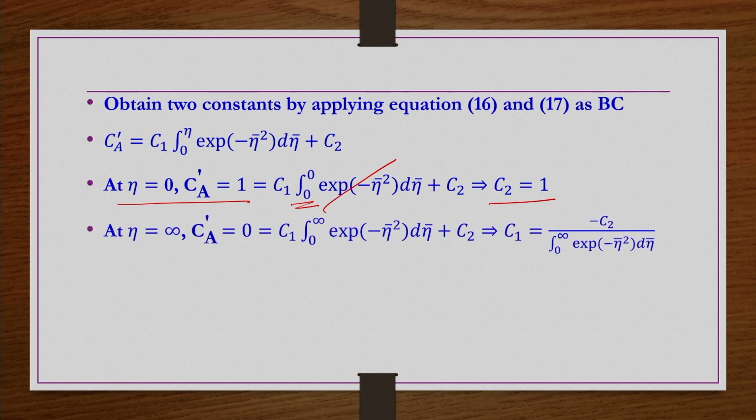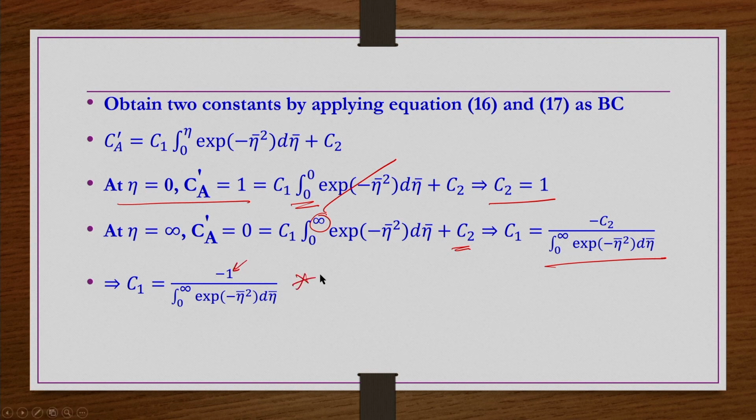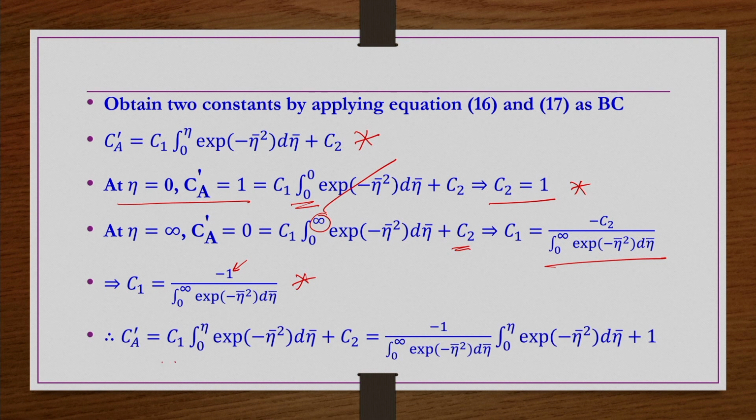The other one is at eta equal to infinity, Ca prime is equal to 0. So, that is C1 integral 0 to infinity exponential of minus eta bar square d eta bar plus C2. C2 is nothing but 1, it is given. So, C1 you can get as minus C2 divided by this integral, and C2 is nothing but 1. So, this is C1, this is C2. If you substitute these two in this equation, you get the expression for Ca prime as this one.